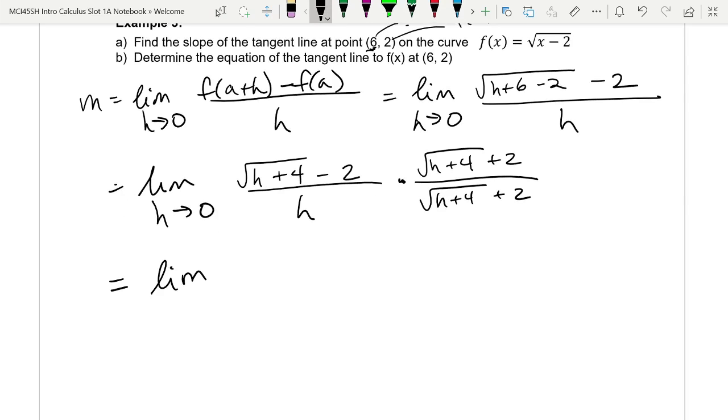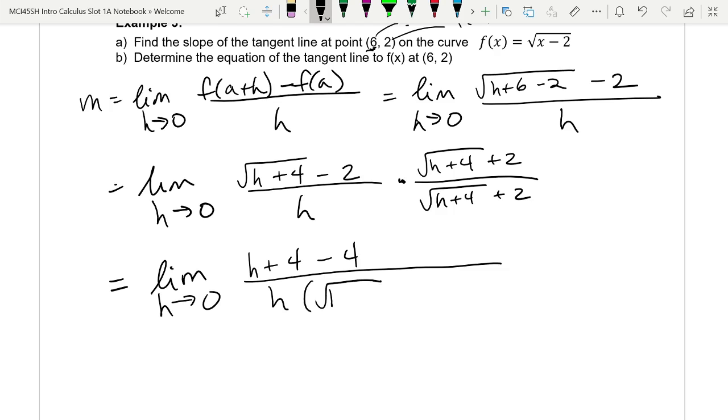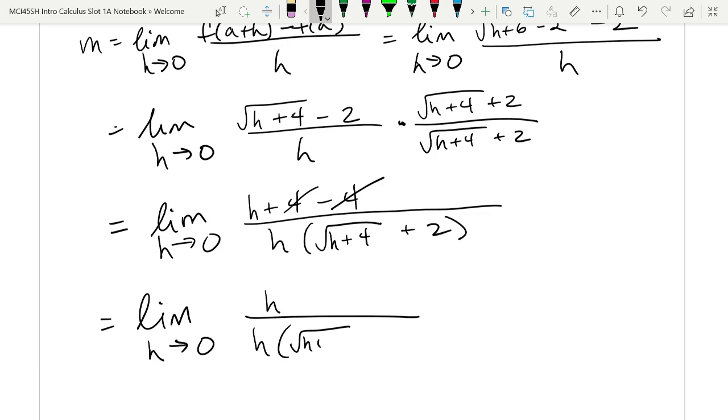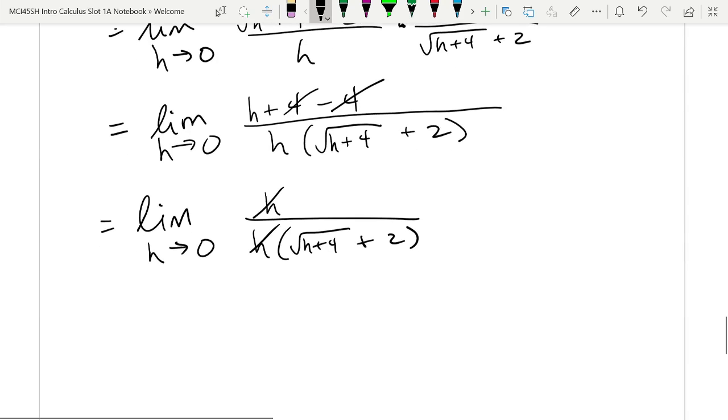And that's going to give us the limit as h approaches 0 of h plus 4, negative 2 times 2 is minus 4. And there's no point in multiplying out this numerator because, as you can see, those h's are going to cancel if I leave them as factors. Because 4 minus 4 is nothing. And then I'm going to have the limit as h approaches 0 of h over h, which is just 1. Those h's cancel.